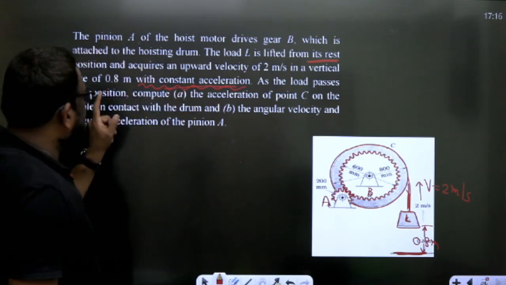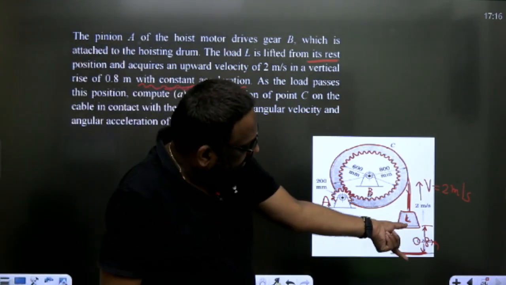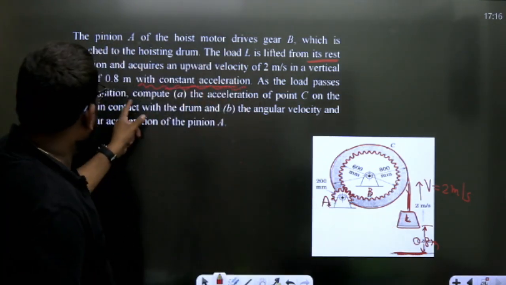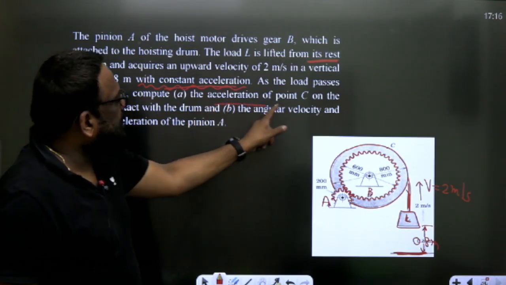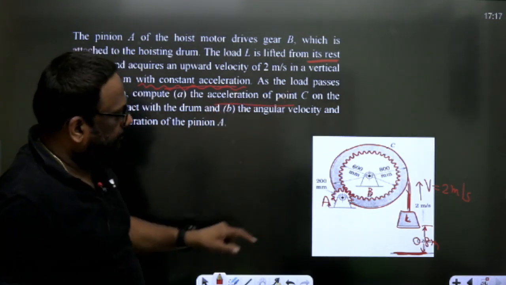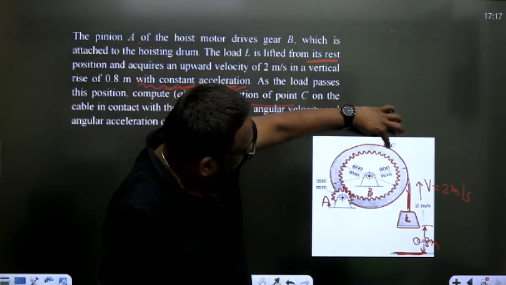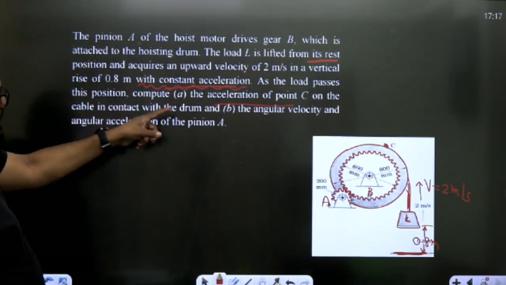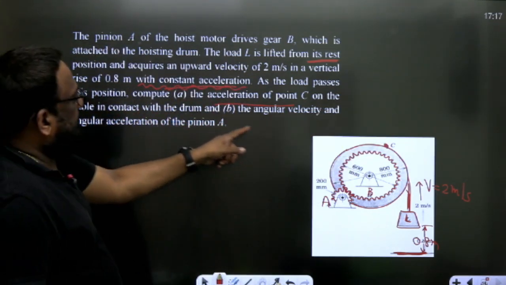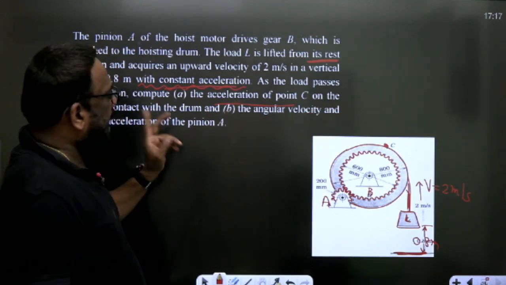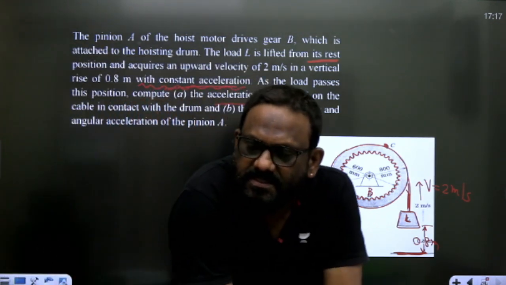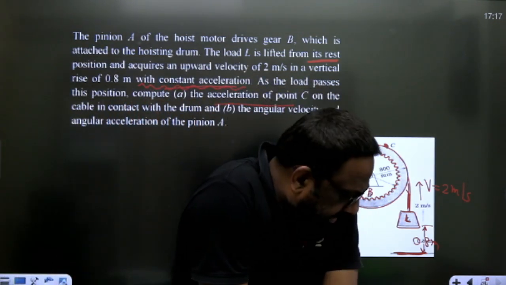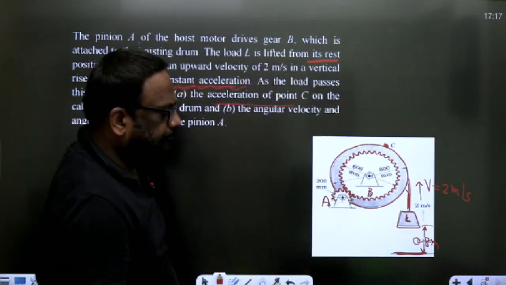As the load passes this position, मतलब ये वाला position, when it is lifted through 0.8 meters, okay, compute the acceleration of point C on the cable. यहाँ का acceleration पूछा है सर. Point C on the cable in contact with the drum, angular velocity and angular acceleration. बहुत बढ़िया सर. ठीक है, अब देखो सर, आराम से कर लेंगे.